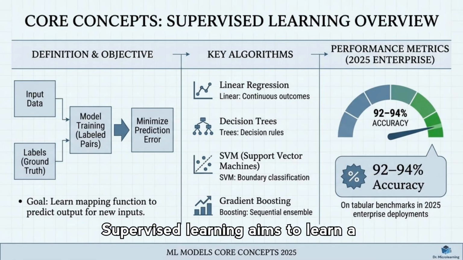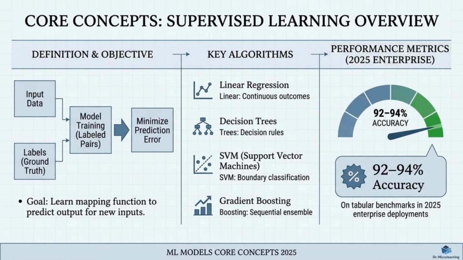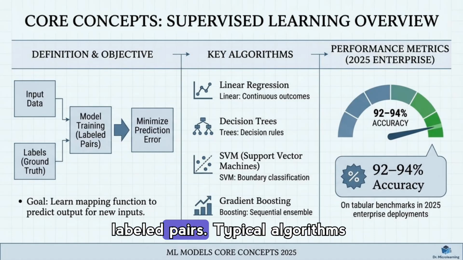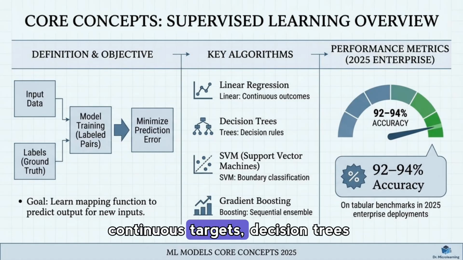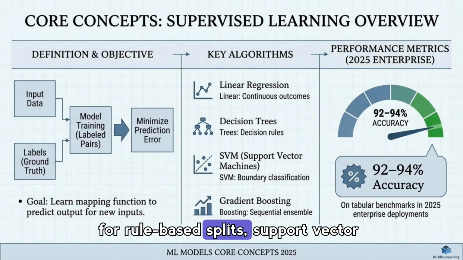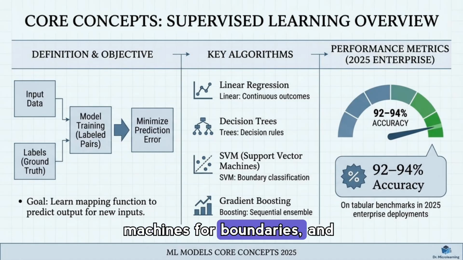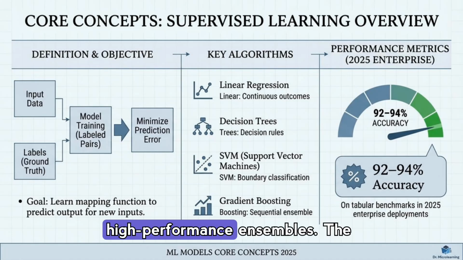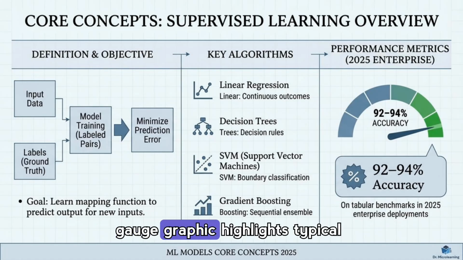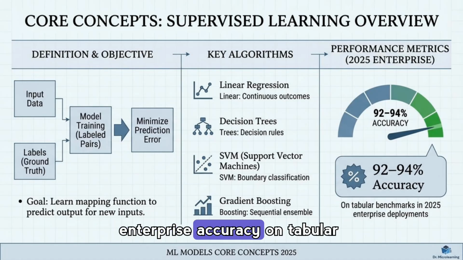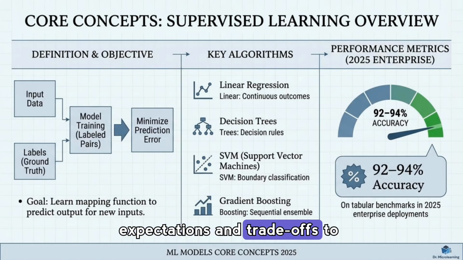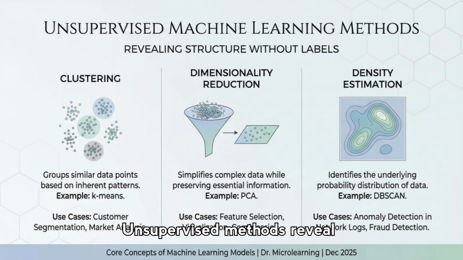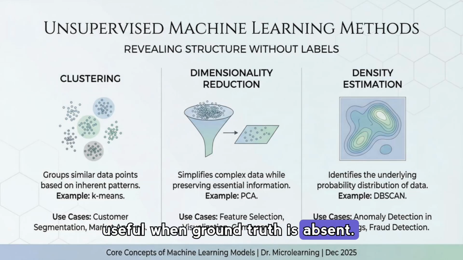Supervised learning aims to learn a mapping from input data to labels by minimizing prediction error on labeled pairs. Typical algorithms include linear regression for continuous targets, decision trees for rule-based splits, support vector machines for boundaries, and gradient boosting for high-performance ensembles. The gauge graphic highlights typical enterprise accuracy on tabular benchmarks, showing performance expectations and trade-offs to consider.